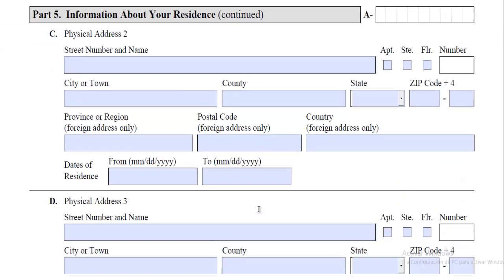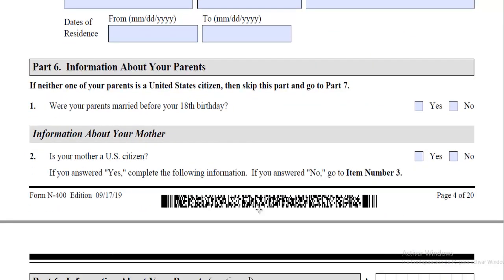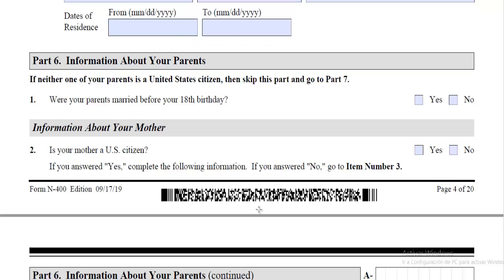So let's go to Part 6. Information about your parents. Your answers to this question could result in you saving a lot of time and effort. If you happen to have parents who are U.S. citizens, there's a chance they transmitted their citizenship to you automatically. Whether this occurs depends on various factors such as your date of birth, how long your parents lived in the U.S., and whether one or both of them were citizens. And if they passed on their citizenship to you, you do not need to fill out the N-400 but can claim your citizenship in other ways.